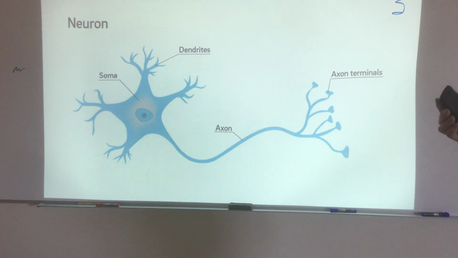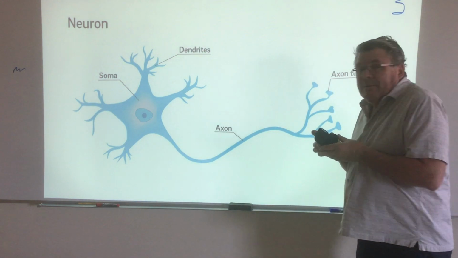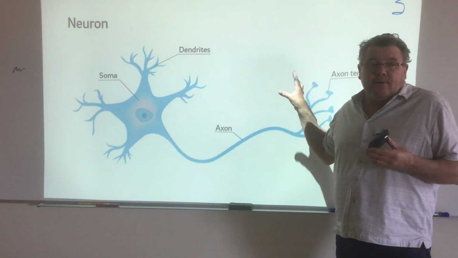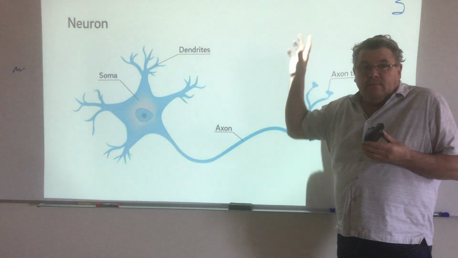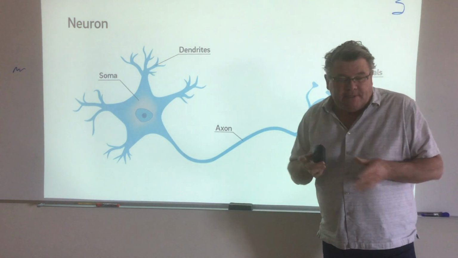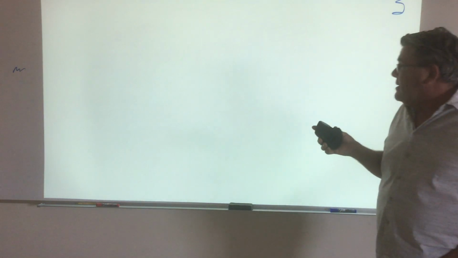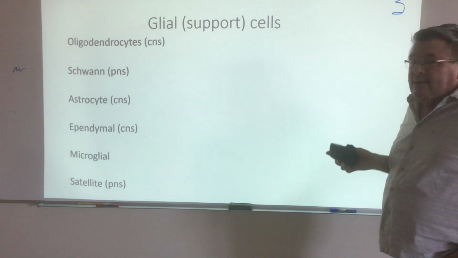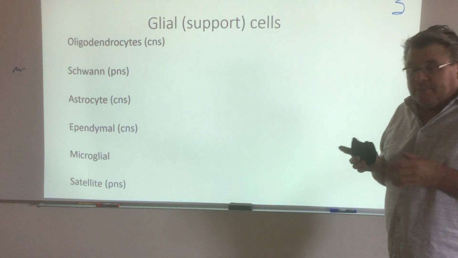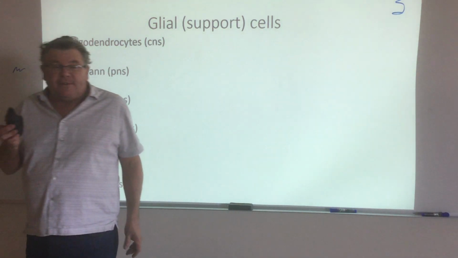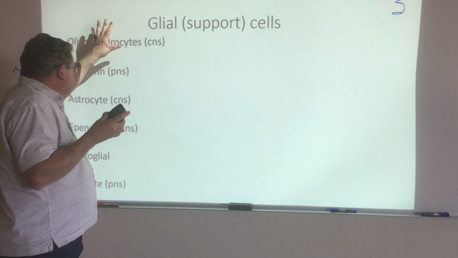So the neuron only makes up, let's say, for example, in the brain, only about 50% of it. The other 50% happens to be support cells, or what we call glial cells. These glial cells fall into a number of categories. We've got the peripheral nervous system and the central nervous system.